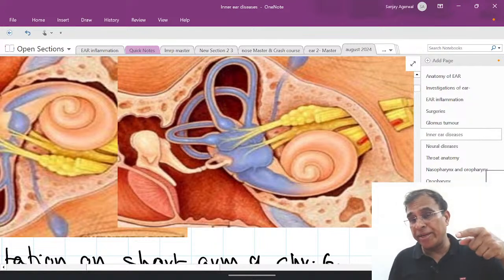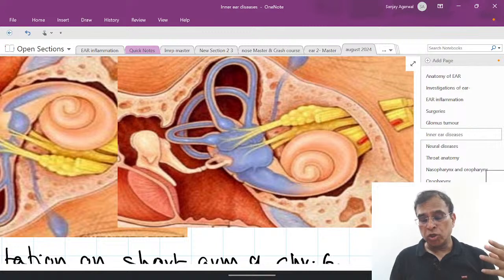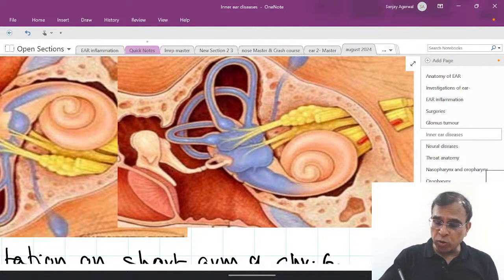If you remember the image, the device is put in the canal, and I told you it is producing low intensity pulsations. So it is like pushing the oval window. This oval window, it is pushing inside, gently, lightly.